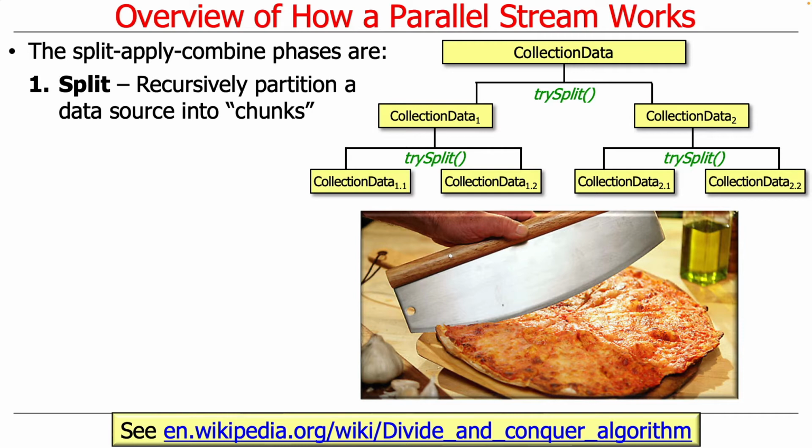So again, I like to think visually, so it's kind of like slicing your pizza up into slices. That's the first phase, and that is done by something called a splitterator, and we'll talk more about splitterators in a bit. One of the operations on a splitterator is something called try-split, which is used to take a big chunk of something and try to split it into multiple sub-chunks.